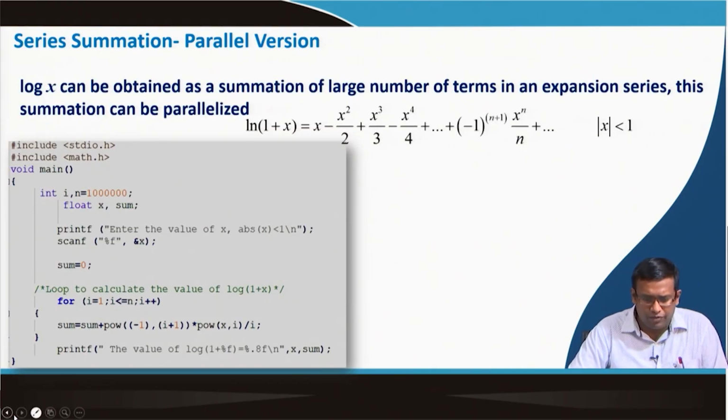Well, so we consider a program in which the logarithm of 1 plus x is found using series summation of x minus x square by 2 plus x cube by factorial 3 minus x to the power 4 by 4 and so on. So, it is an infinite series. If we can sum up this infinite series, we find log of 1 plus x.